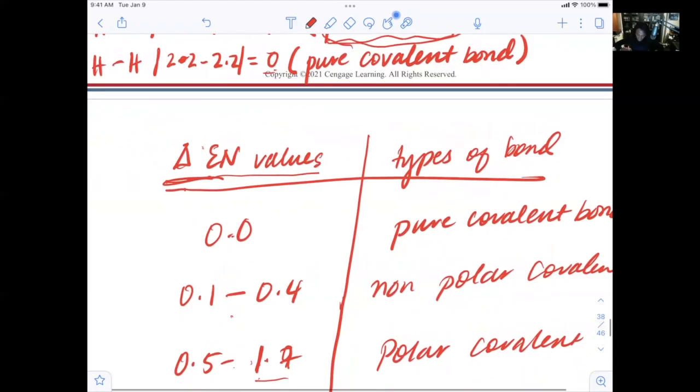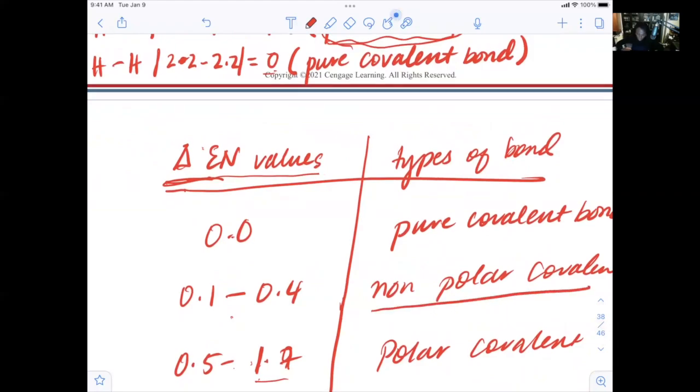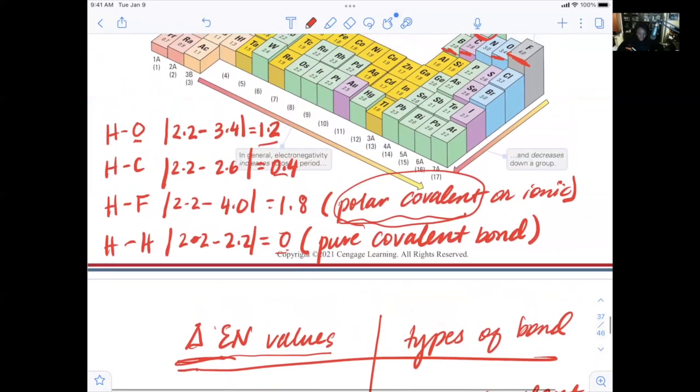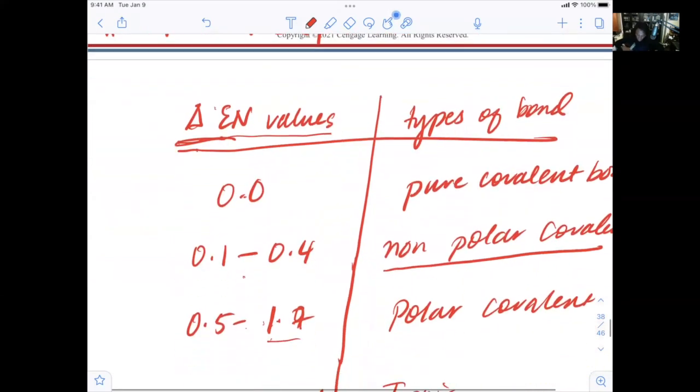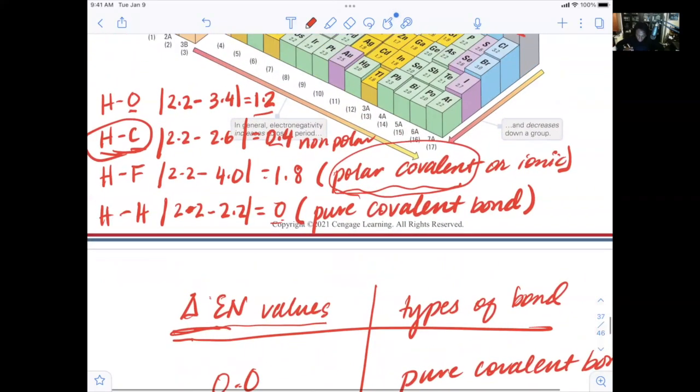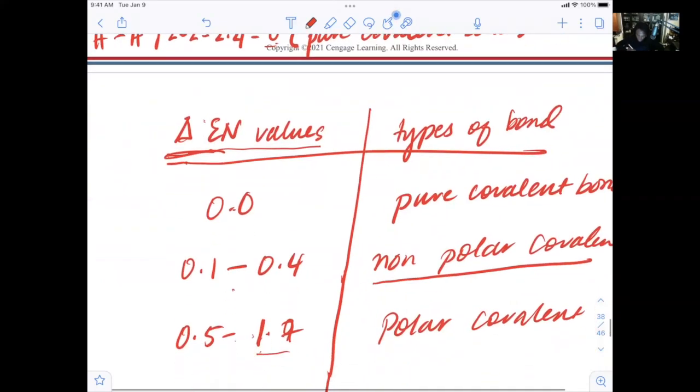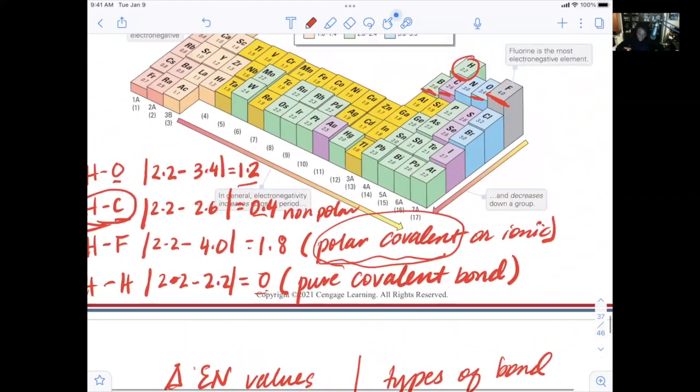Then 0.4, this is a little bit more definitive: non-polar. So C-H, even though they're different elements, the way they share electrons is not different enough to be classified as polar. So this is non-polar. And then O-H will be classified as polar, right? Because O-H falls in this region here. It's going to be polar.